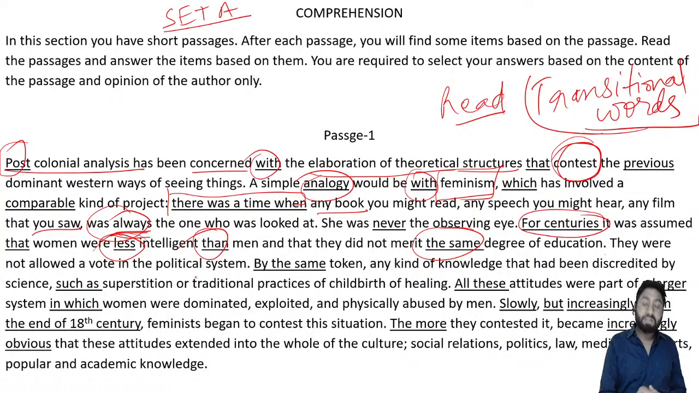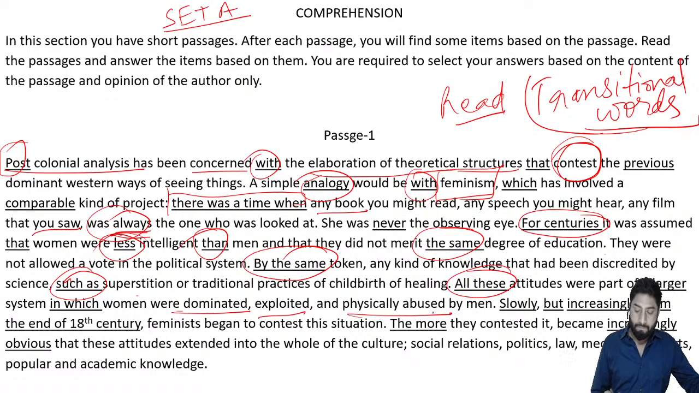Allowed a vote in the political system. By the same token, any kind of knowledge that had been discredited by science, such as superstition and traditional practices of childbirth, of healing, all these attitudes were part of a larger system in which women were dominated. Women were dominated, exploited, and physically abused by men.